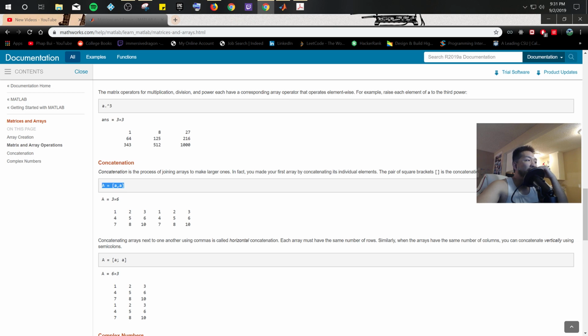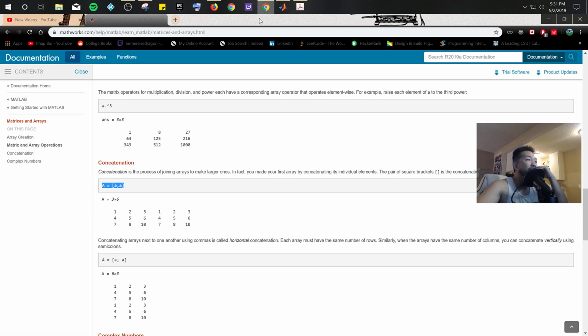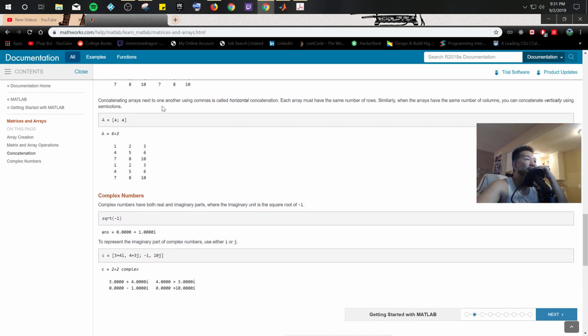And there's concatenation. A is equal to A, semicolon, A. So when you concatenate, here's the concatenation right here. It concatenates downwards. 1, 2, 3, 1, 2, 3, 4, 5, 6, 4, 5, 6, 7, 8, 10, 7, 8, 10. So you can put A is equal to A, and here a square root. A is equal to this right here, 6 by 3. So once you do that, it concatenates downwards and stuff like that.